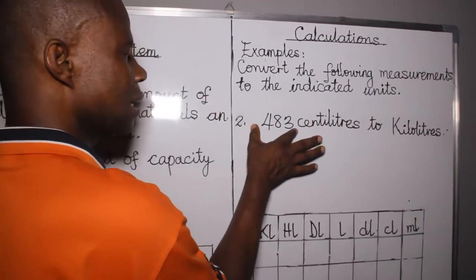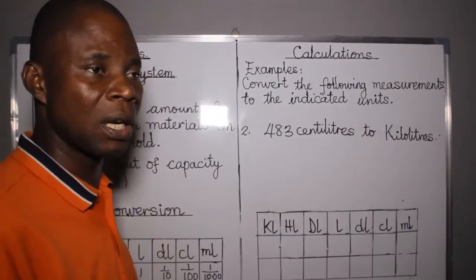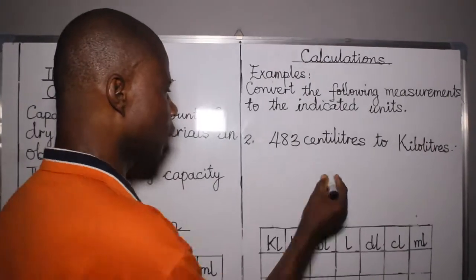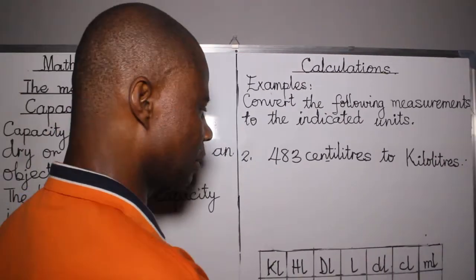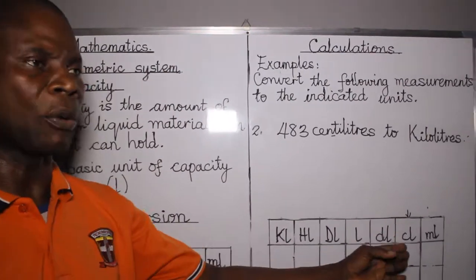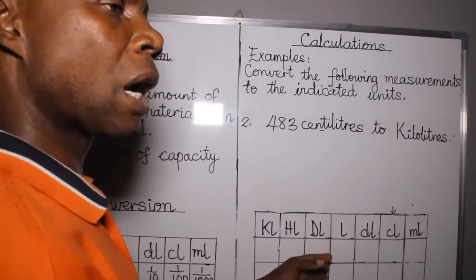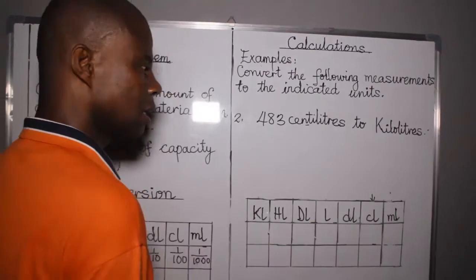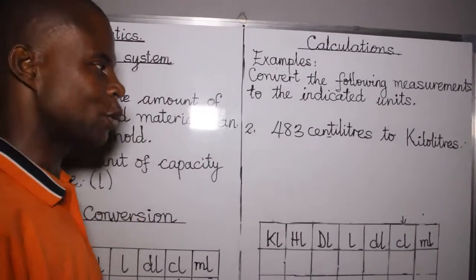This is a whole number, it's not a decimal number. Therefore, you look for this unit, centiliter. Where is it on the table? Here it is. Locate it. Then from centiliter, are we moving to the left? This time around we are moving to the left, not to the right. And when we are moving to the left, it has to do with division.